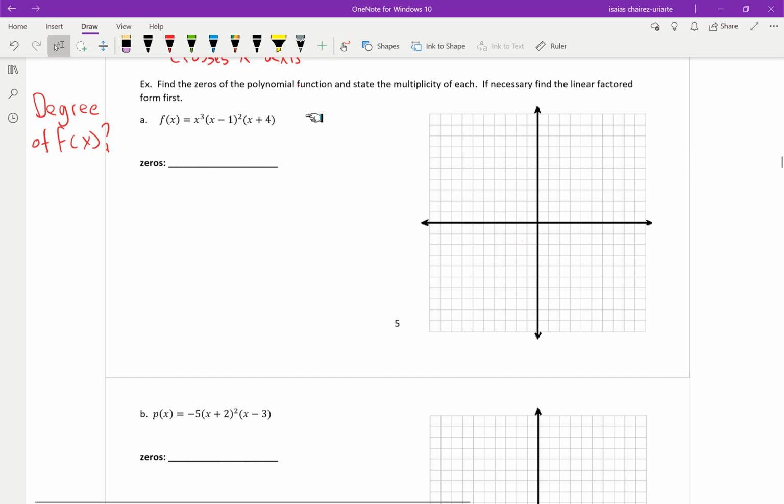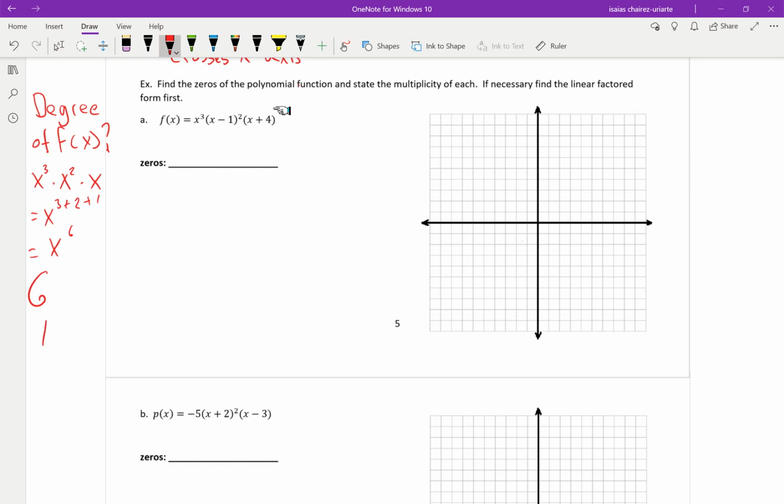Another way to think about it is that you have x to the third times x squared times x. What ends up happening is this becomes x to the 3 plus 2 plus 1, so x to the 6. X to the 6 would be the leading term if you were to actually multiply all of this out. So the degree of my polynomial is 6.